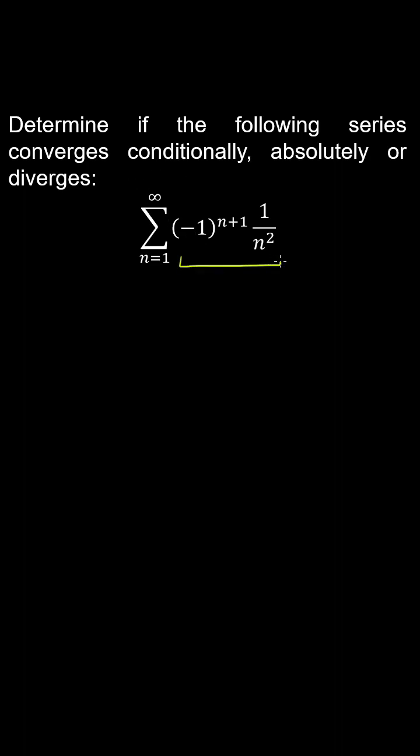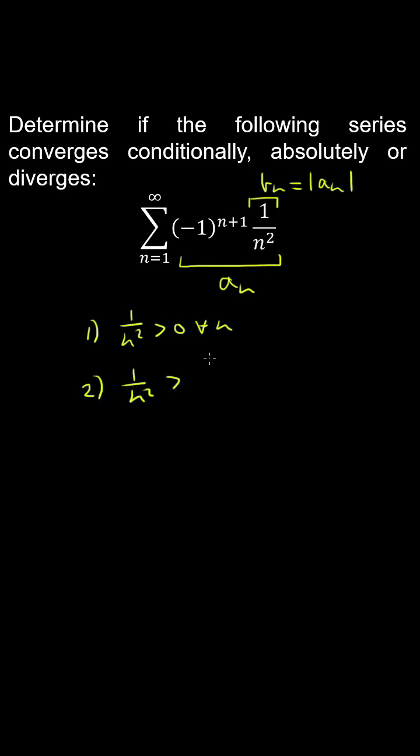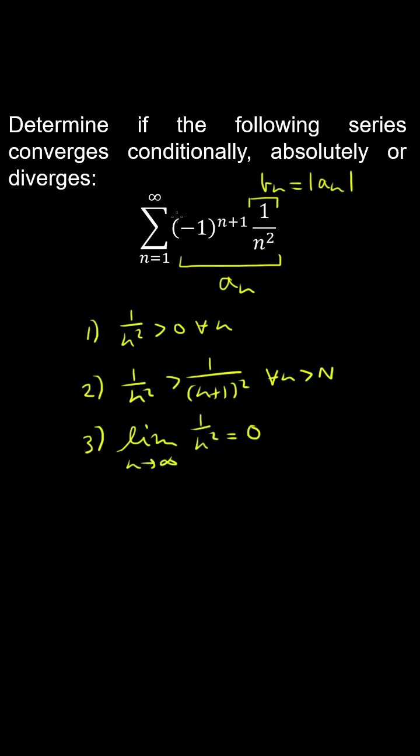So again, we designate this series as An and the series of these terms as Bn, which is the absolute value of An. And now using the alternating series test, we can see that 1 on n squared is greater than 0 for all n, and the current terms in the series are always greater than the next terms in the series for all n greater than some integer. And we also have the limit as n goes to infinity of 1 on n squared equal to 0, so the series satisfies the check for conditional convergence.